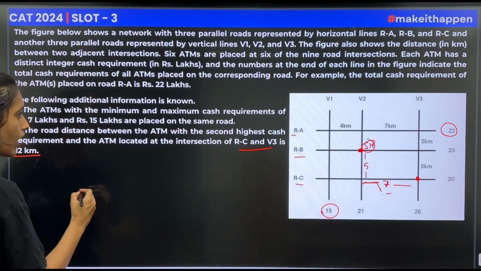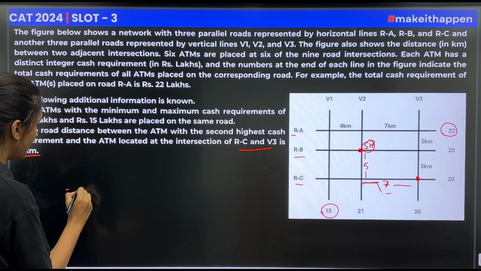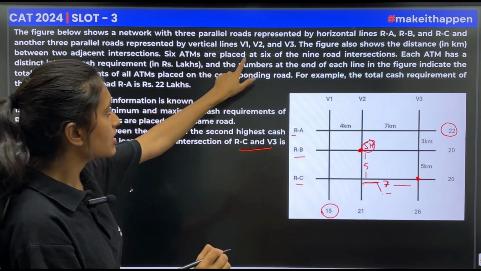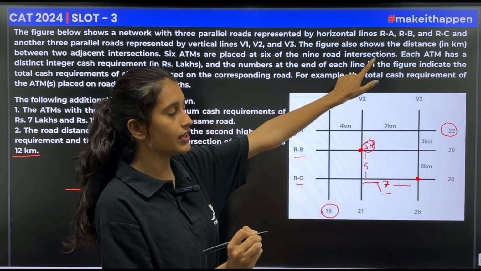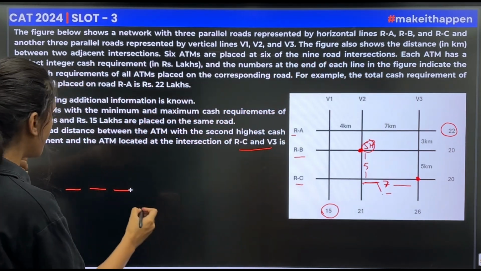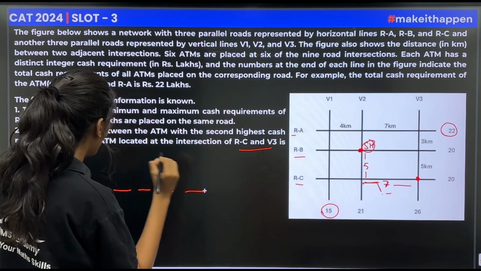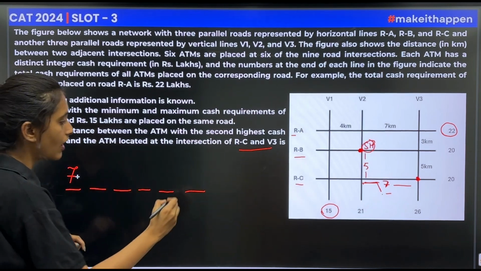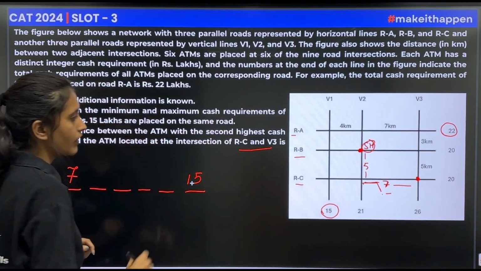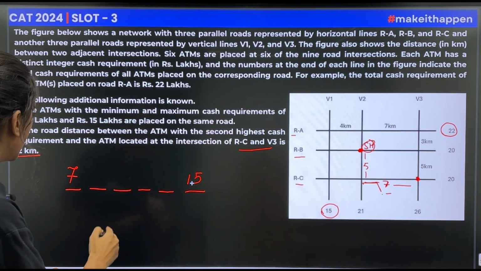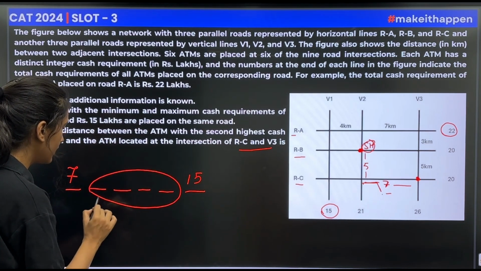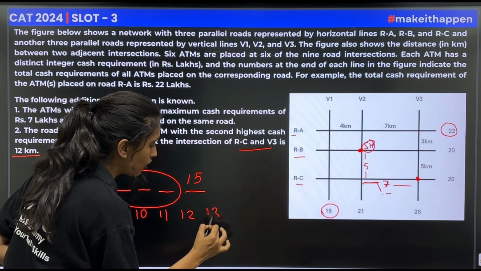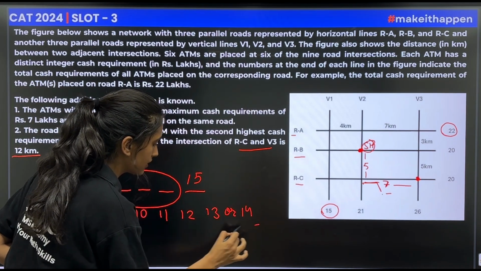Now we are told that 6 ATMs are placed at 6 of the 9 road intersections. Now if there are 6 ATMs, the lowest can be 7 and the highest is 15. So here these will be filled with 8, 9, 10, 11, 12, 13 or 14. I hope that's clear to you.